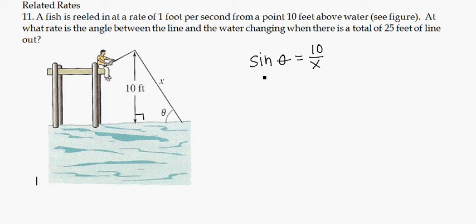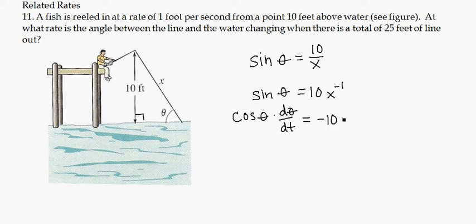I now need to differentiate this with respect to t. In order to do that, most of you would probably prefer to see this written as 10x to the negative 1. So now let's differentiate. Remember, when I differentiate with respect to time, the derivative of sine of theta will be cosine of theta, but then I have to remember to multiply by d theta dt. That's chain rule there. Over here, when I take the derivative, I get negative 10x to the negative 2, and again I have to multiply by dx dt because of chain rule.